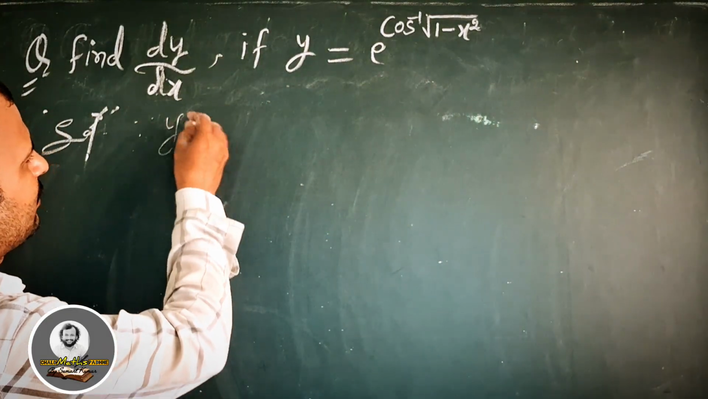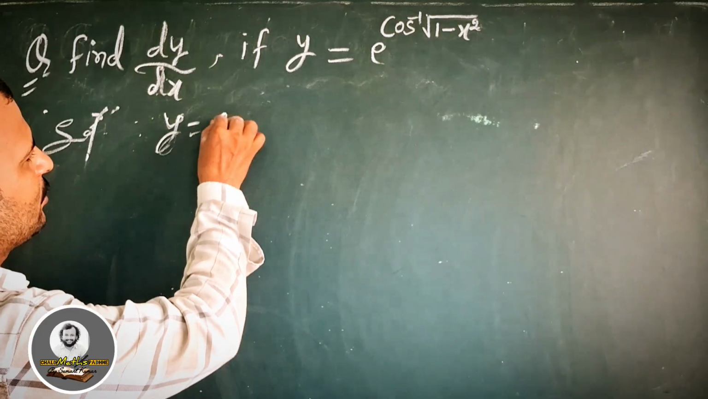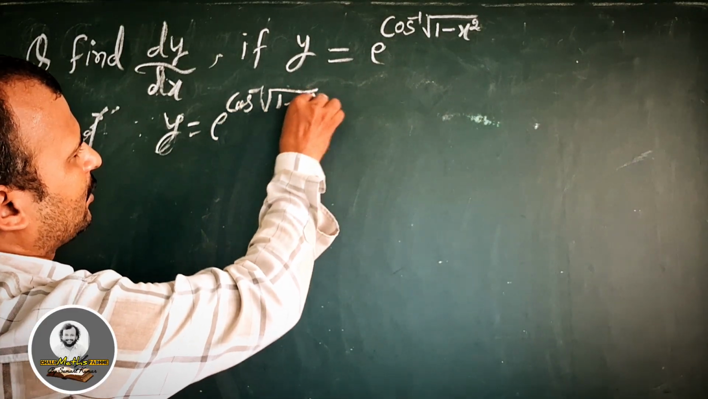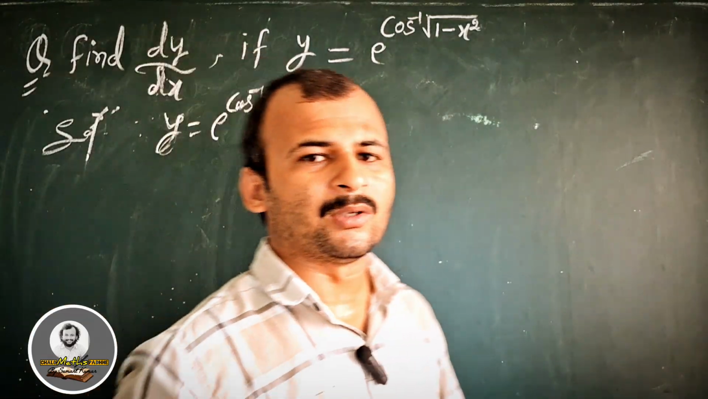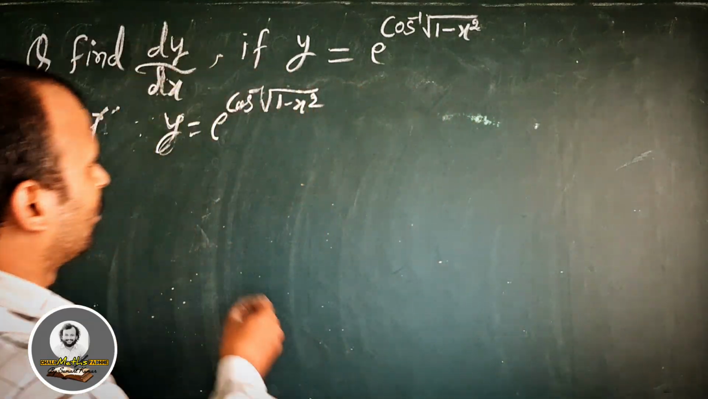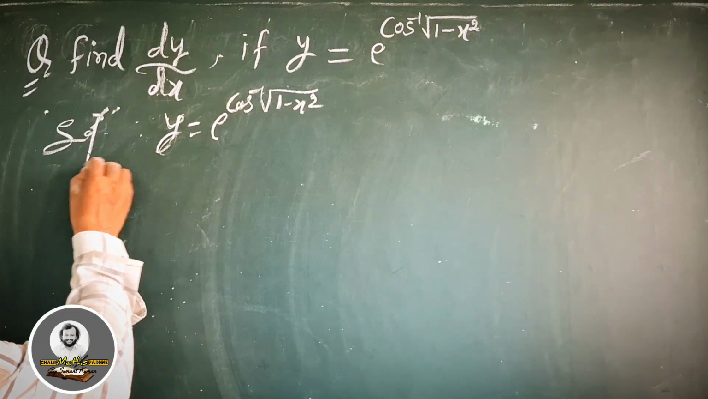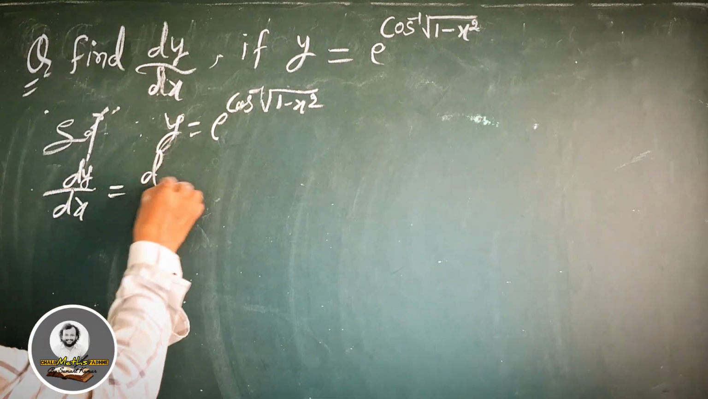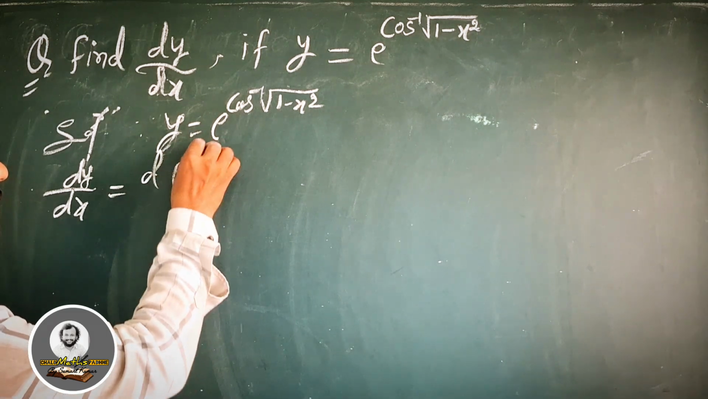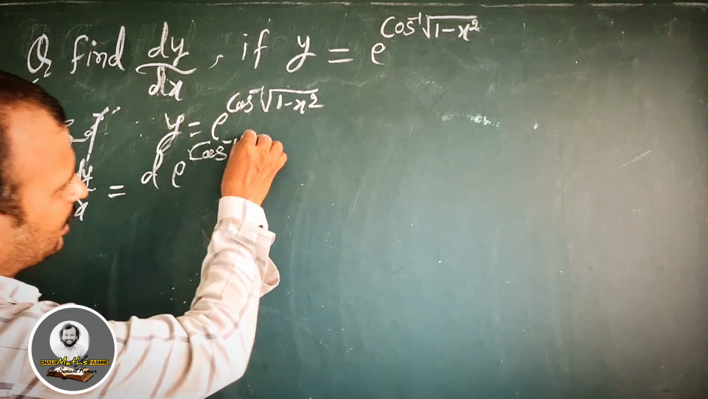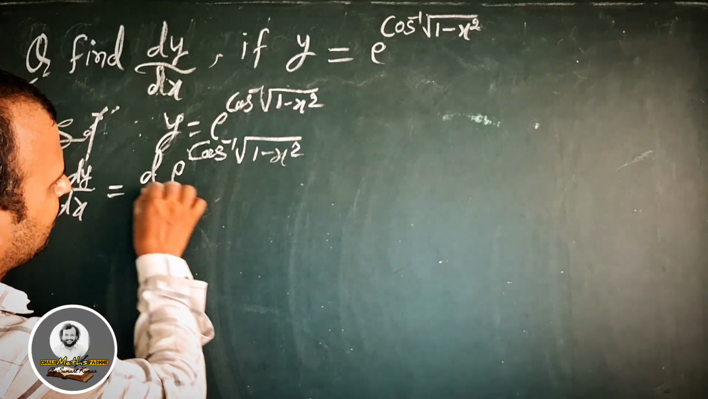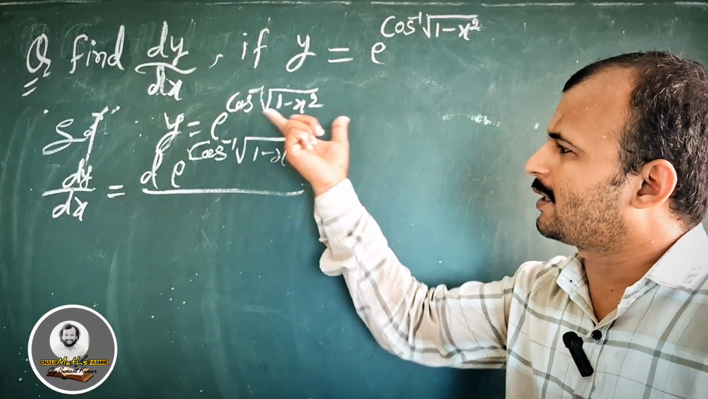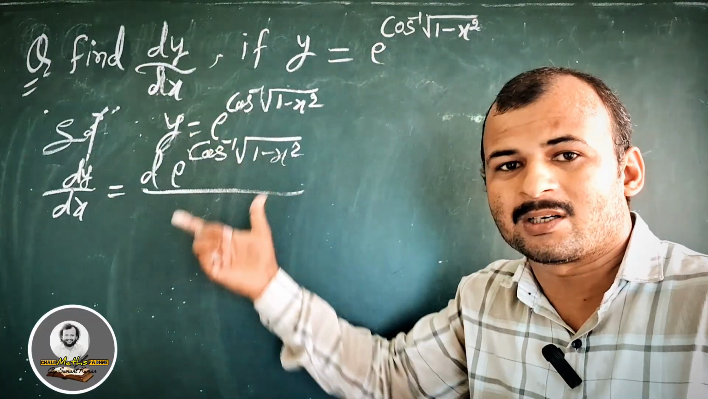Since y is given, y equals e to the power cos inverse under root 1 minus x square. We use the chain rule to differentiate it. So let us use the chain rule and differentiate it on both sides. dy/dx equals, we differentiate e to the power cos inverse under root 1 minus x square with respect to what? If cos inverse under root 1 minus x square changes, then this whole function will change, right?